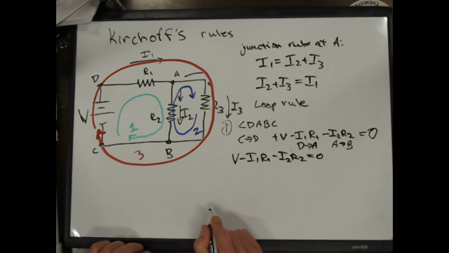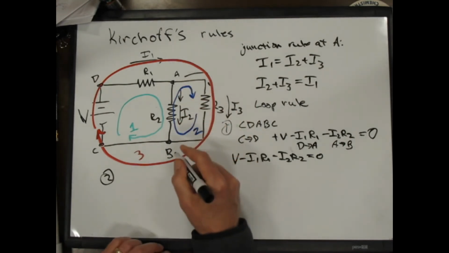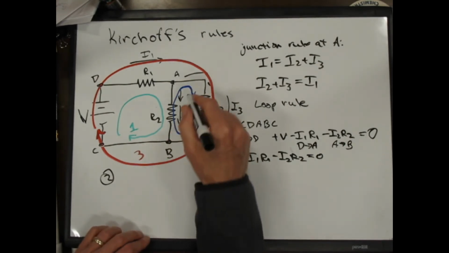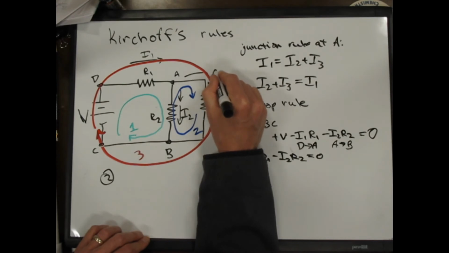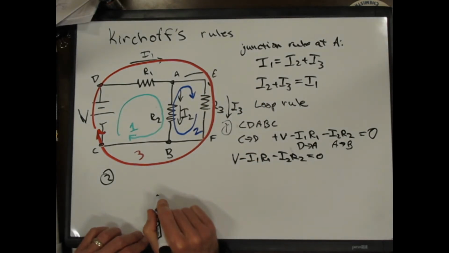That's for loop 1. So if I do loop 2, I can start at, what am I going to call this, E, F. Sorry, the letters are a little messed up.